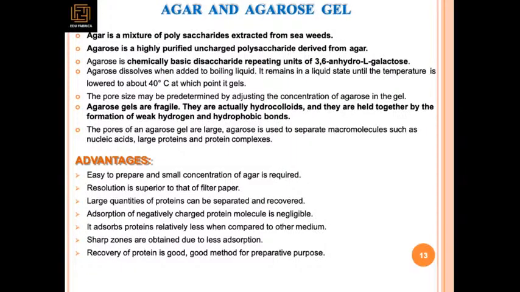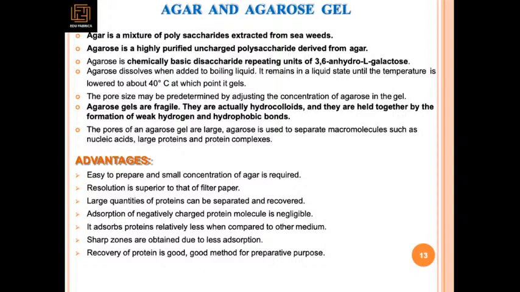The gels that we can use could be agar gel and agarose gel. Agar is a mixture of polysaccharides extracted from seaweeds, and agarose is a highly purified, uncharged polysaccharide derived from the agar. Agarose is chemically made of basic disaccharide repeating units of 3,6-anhydro-L-galactose. The pore size may be predetermined by adjusting the concentration of agarose in the gel. Agarose gels are fragile, and they are hydrocolloids, held together by the formation of weak hydrogen and hydrophobic bonds. So what are the advantages?